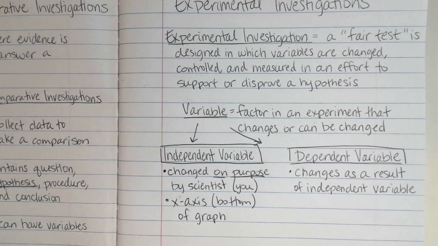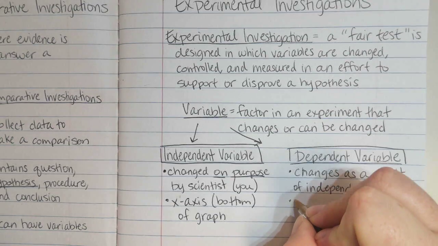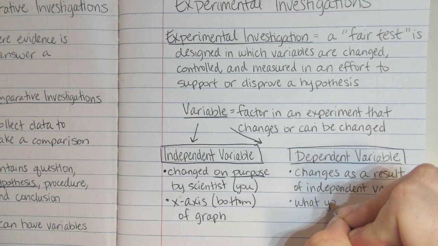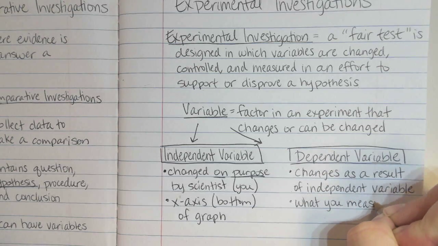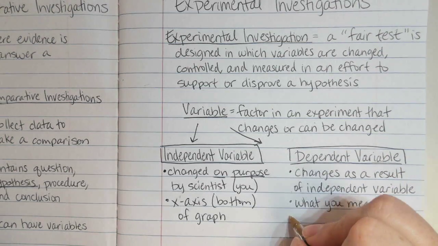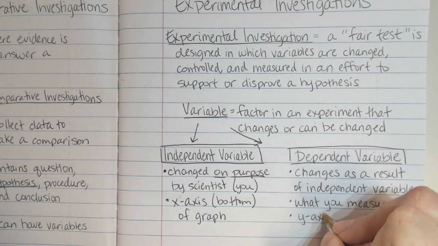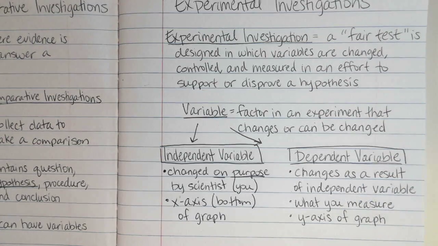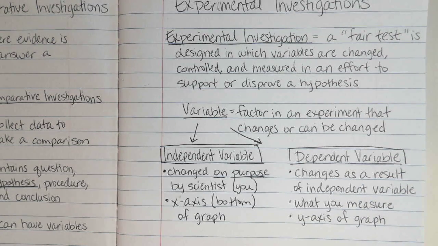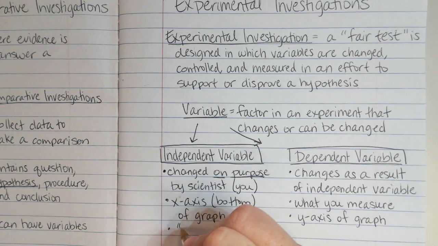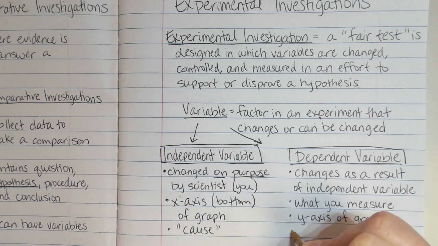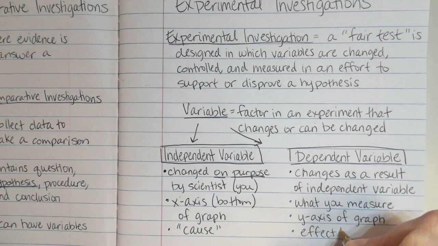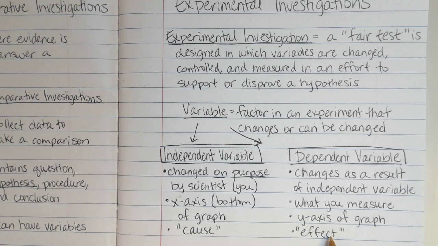Another way to think about this is what you are measuring. This is what you're looking for, the result that you're measuring or observing. This is going to go on the y-axis of the graph. Like I said, another way to think about it is this is the cause and this is the effect. What is the effect based on what you changed over here?